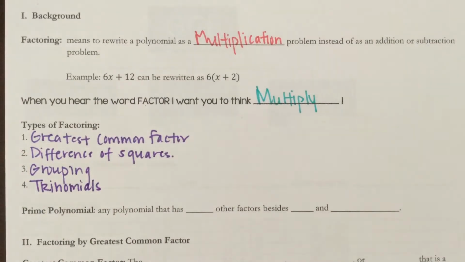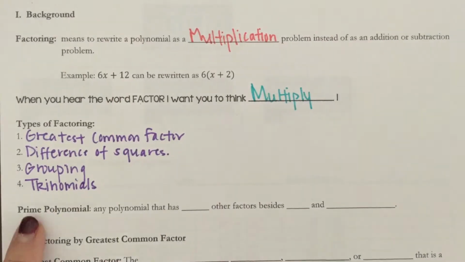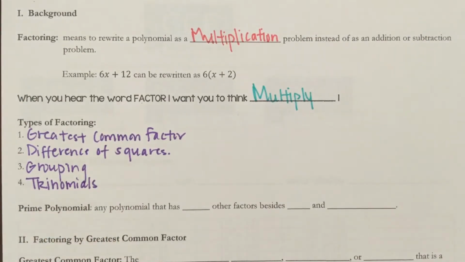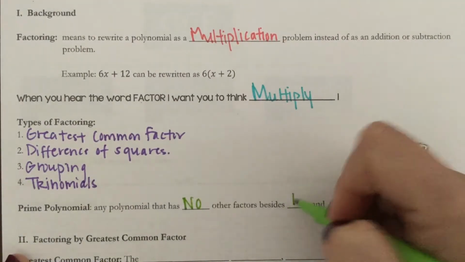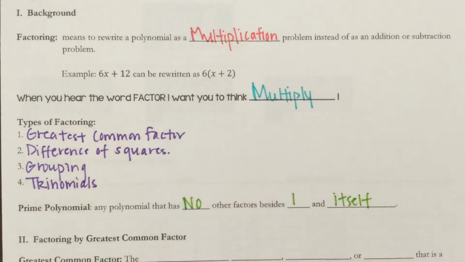Okay, so in other words, we want to take problems that are addition or subtraction and rewrite them using multiplication. One or more of these 4 methods will be used. If we cannot take the problem and rewrite it as a multiplication problem, then we call the polynomial a prime polynomial. A prime polynomial is any polynomial that has no other factors besides 1 and itself. And we'll look at a few examples of that today.